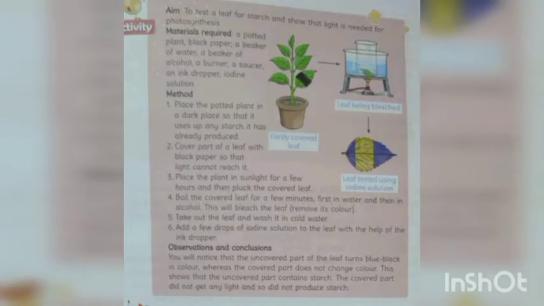Okay, we will notice that the uncovered part of the leaf turns blue black in color.